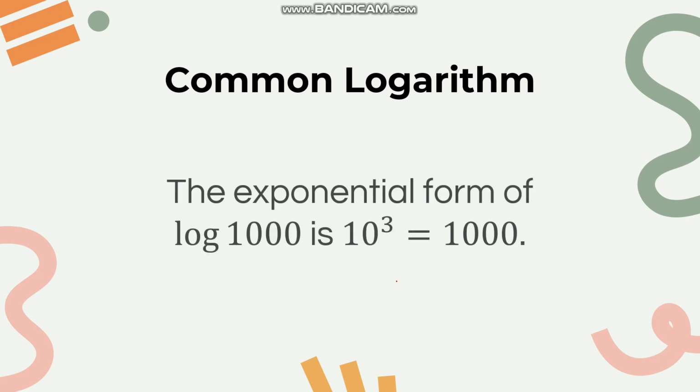Example, let's say we have here logarithm of 1000 equals 3. As you can see, there is no number in the subscript of the logarithm, but that doesn't mean that the base is equal to 0. This means that the base is equal to 10. So just remember that if the base is equal to 10, you don't have to write it anymore. Automatically, it will be equal to 10.